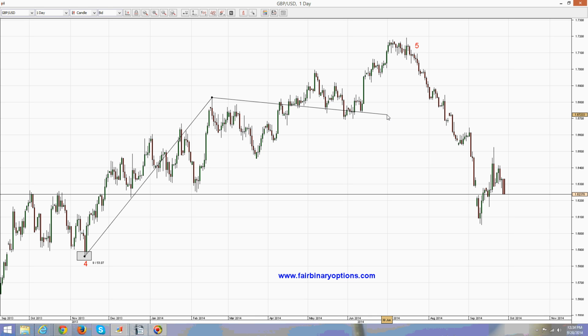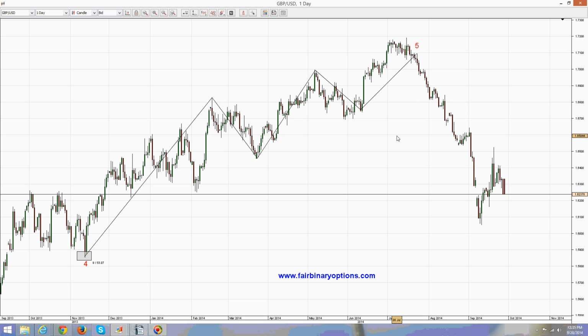And all these highs here were signaling only exhaustion or corrective movements. So this would be the first wave, and this would be the second wave. This would be the third, and this would be the fourth, and of course our fifth wave ends here, mark my words.